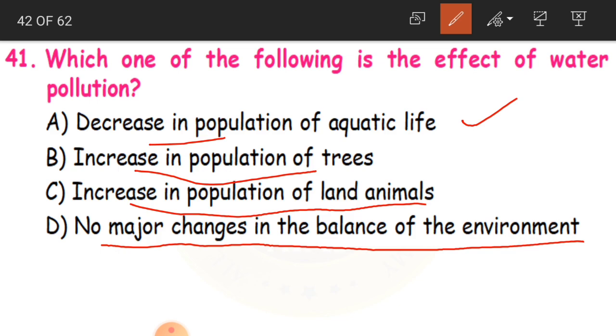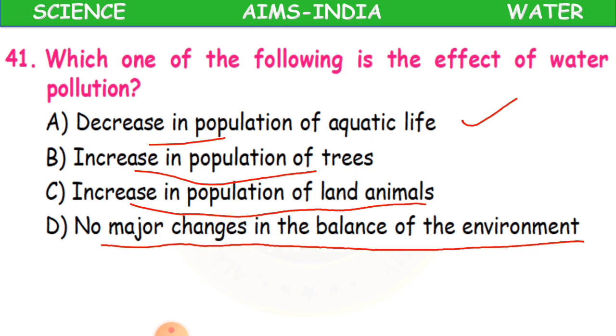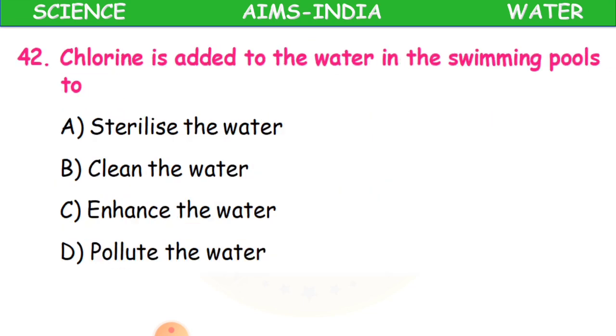As we human beings, when we take impure water, that is going to damage our health. Same like that, the same impure water also damages the life of the aquatic animals. So because of that, there is a decrease in the population of their number. Clear, children? Yes. Now the next question here, 42nd one.